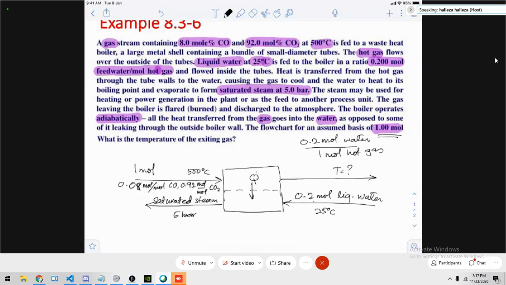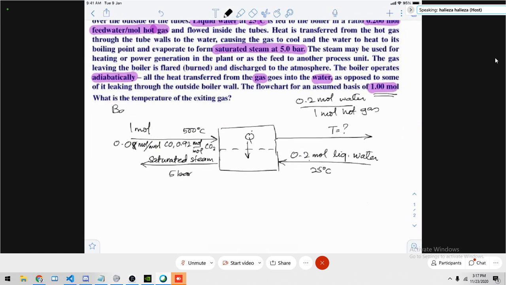In previous examples, we have been solving for the heat. Now this example is asking for the outlet temperature, so that's a bit different. The basis has been stated: your basis is going to be 1 mole of the hot gas. That is your basis.